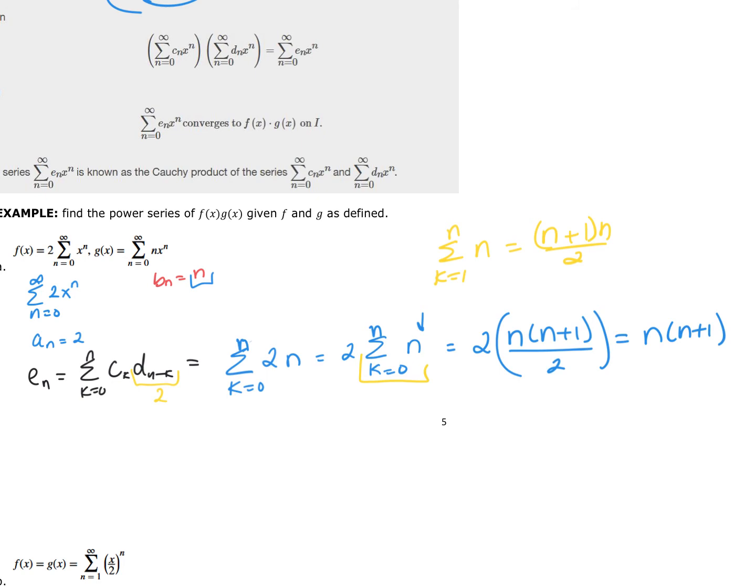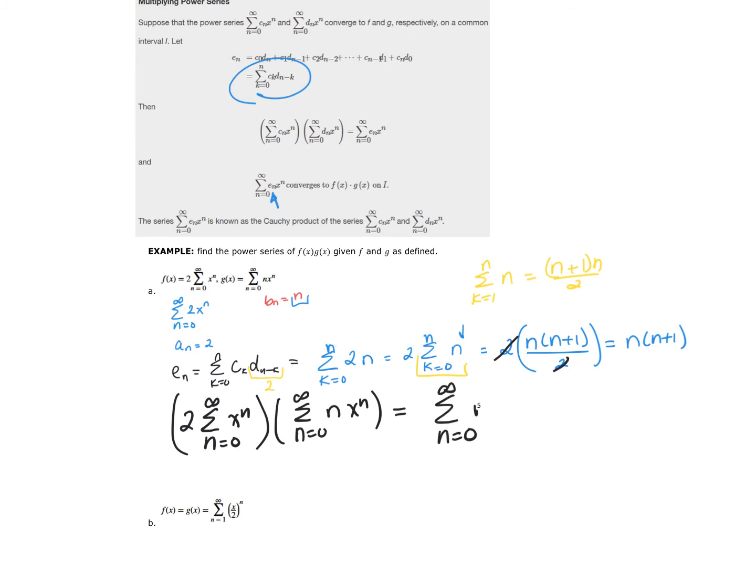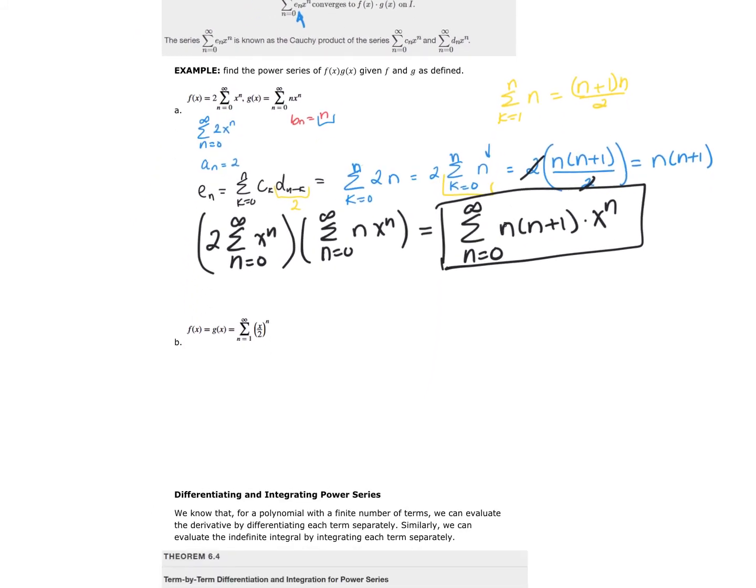Now that I found my coefficient, my e sub n, I can say the multiplication of 2 times the summation of n equals 0 to infinity of x to the n, multiplied by the summation of n equals 0 to infinity of n x to the n, will become, those two cancel, the summation of n equals 0 to infinity of my e sub n, which is n plus 1, multiplied by x to the n. And that's what you end up with. Let's take a look at my next example here.